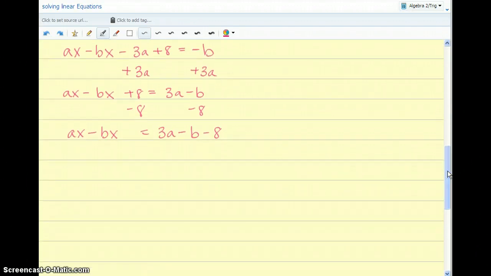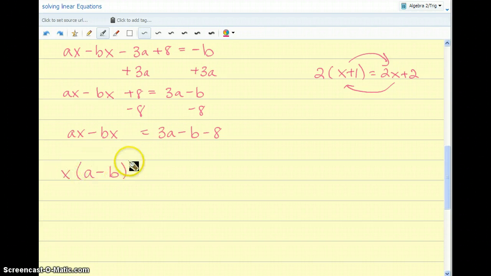Okay, now that you have all the x's on one side, we're going to once again use the distributive property. Remember, the distributive property is if I have 2 times x plus 1, it gives me 2x plus 2. We typically think it has to go from this side to this side. But the property works if you go from the opposite side, and that's what we're doing. Since both of these terms have an x, you take out an x because they have that in common. It's called factoring. And so then you have a minus b. Again, if you would distribute like we're used to seeing, it goes back. We're just using the distributive property in the opposite direction. So it's 3a minus b minus 8 on the right.